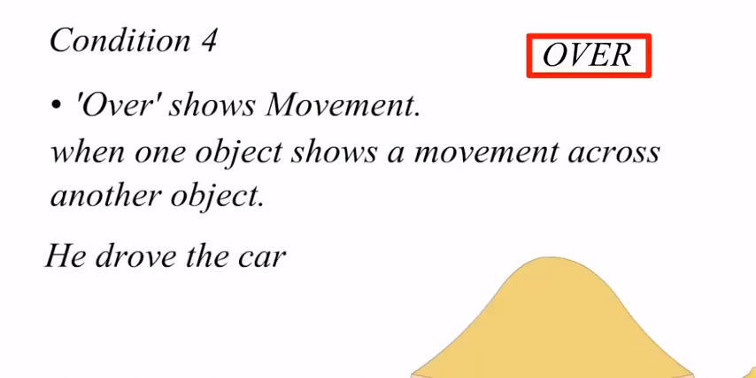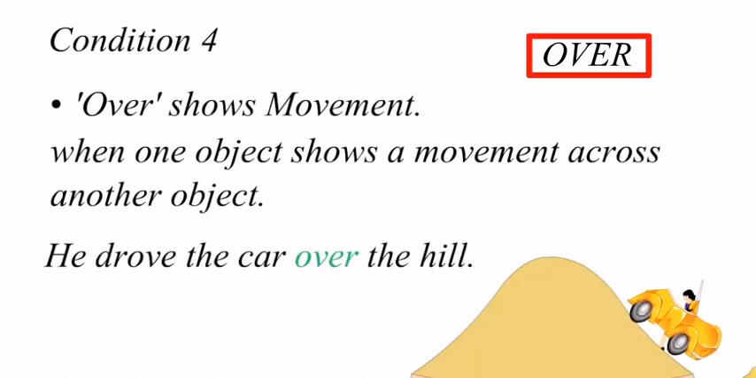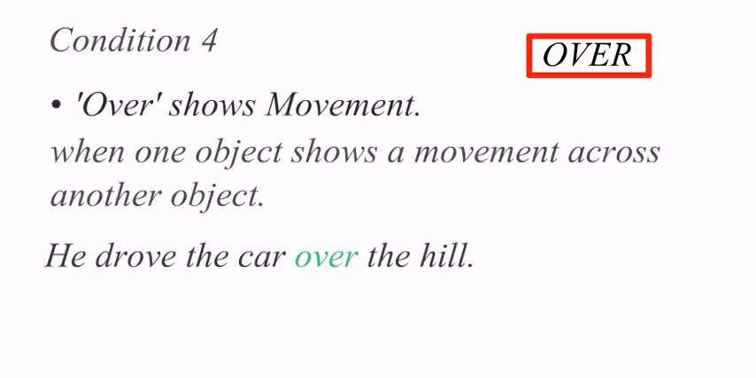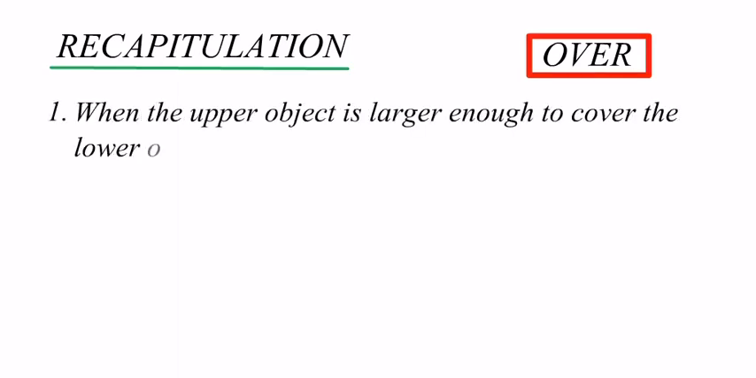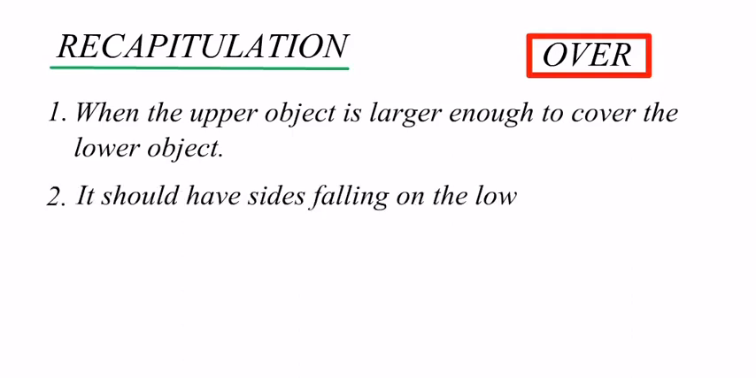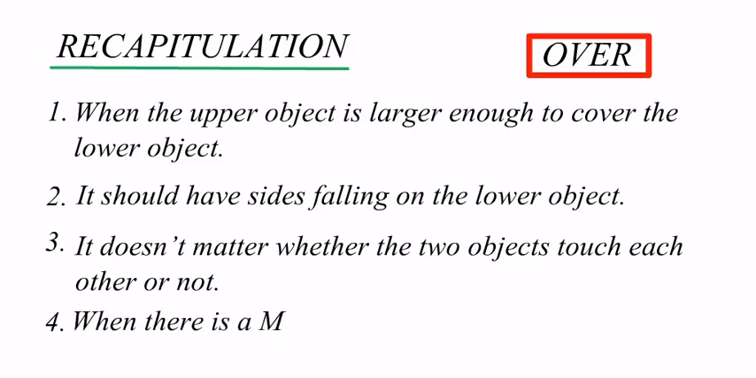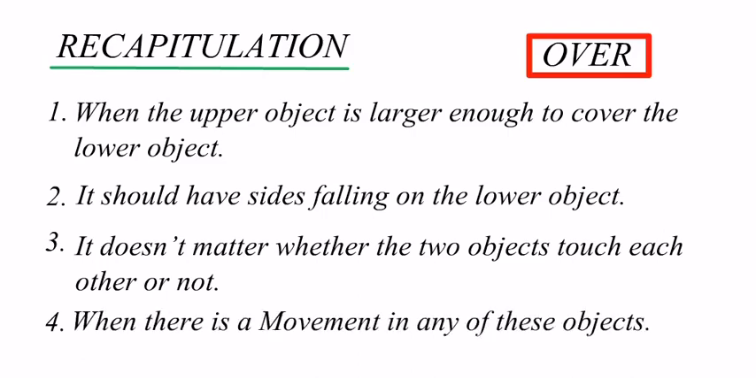See this one. He drove the car over the hill. So when you are driving a car over the hill, that means you will cross the hill, right? So we'll use over here. Now let's revise these 4 conditions. Number 1, when the upper object is large enough to cover the lower object. Number 2, it should have sides falling on the lower object. Number 3, it doesn't matter whether the objects are touching each other or not. And number 4, when there is a movement in any of these objects.